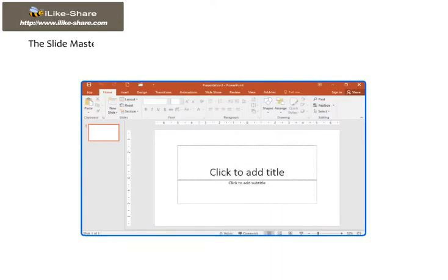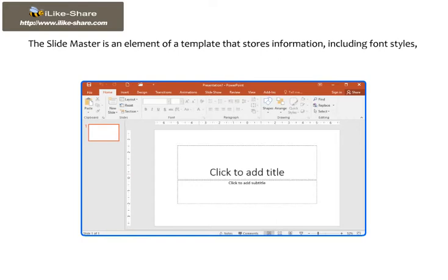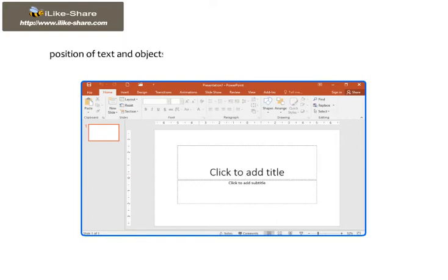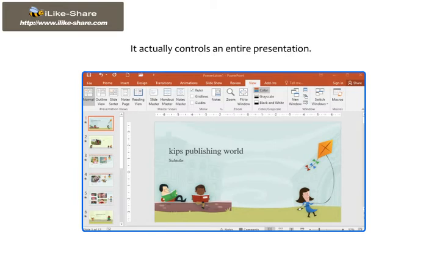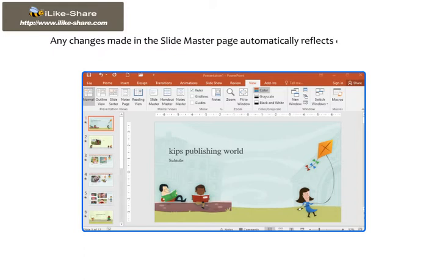The slide master is an element of a template that stores information including font styles, placeholder sizes, position of text and objects, bullet styles, background design and color schemes. Slide master sets the default layout and formatting for all other slides. It actually controls an entire presentation. Any changes made in the slide master page automatically reflects on every slide in the presentation.